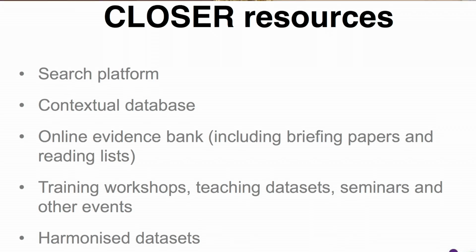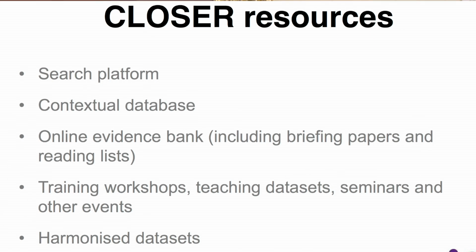So as I said, we are building this search platform. The other thing on our website is a contextual database, where we're looking at mostly ONS data that might be able to provide some context to things that you would find in the life course of a birth cohort, so things like birth and death rates, marriage and divorce rates, like that. We are also building an online evidence bank where we're summarising, as Sam just did, what have we found from the cohort studies on different topics.